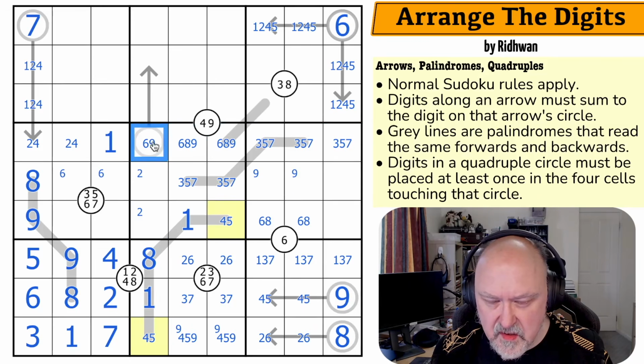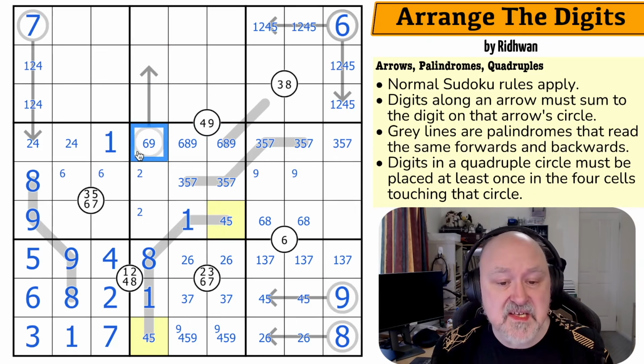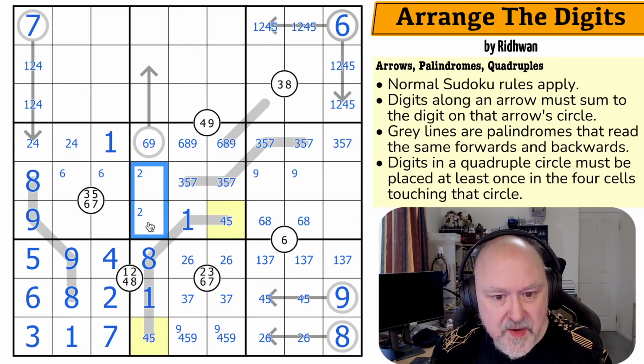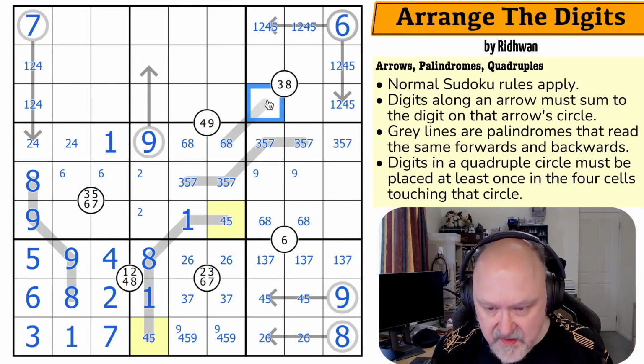So these are from 3, 5, 7. Six, 8, 9. If this is a 6, this would be 2, 4. No, this can't be a 6. If this is a 6, it couldn't be 1, 5, and it couldn't be 2, 4, because 2 has to be in here to put a 2 in this box. This is a 9. There's no 9 here. This is 6 or 8 because this is a palindrome.